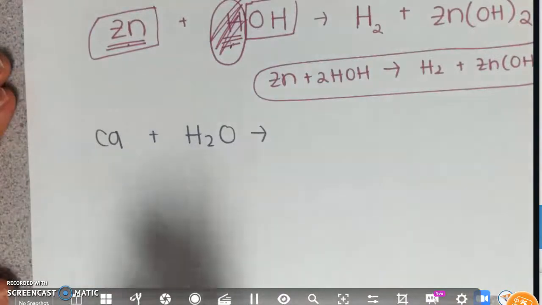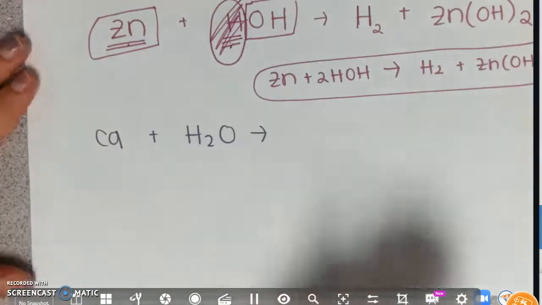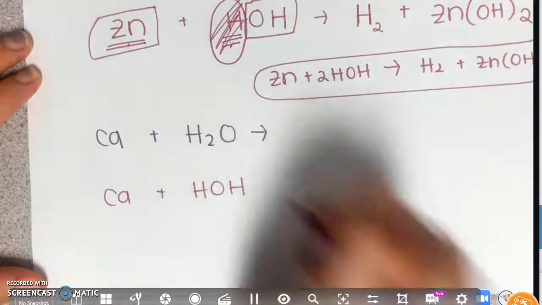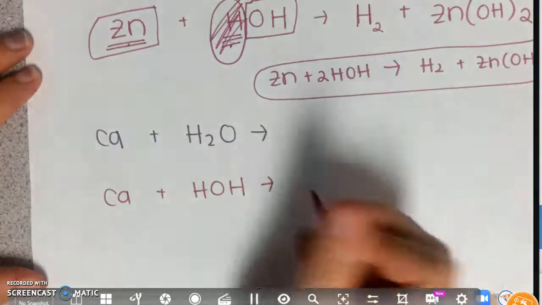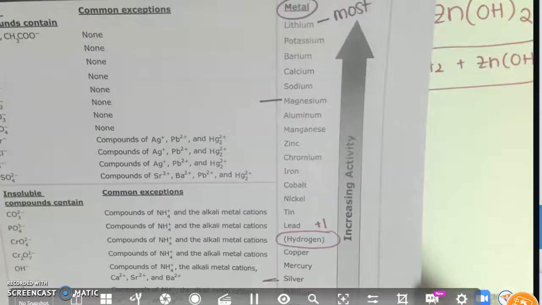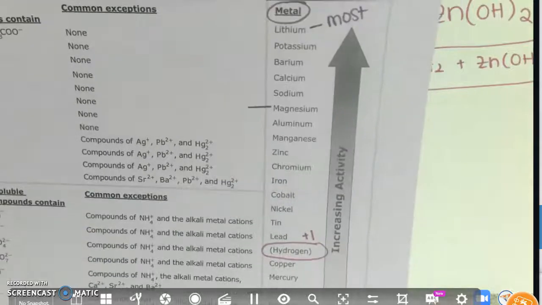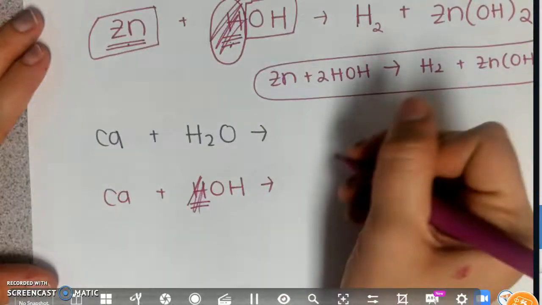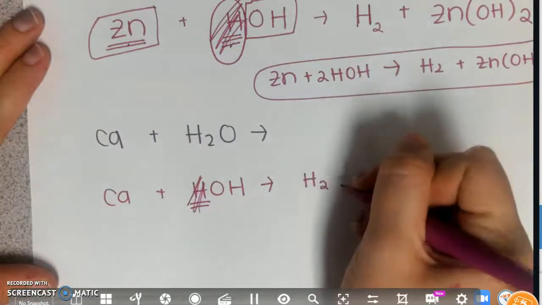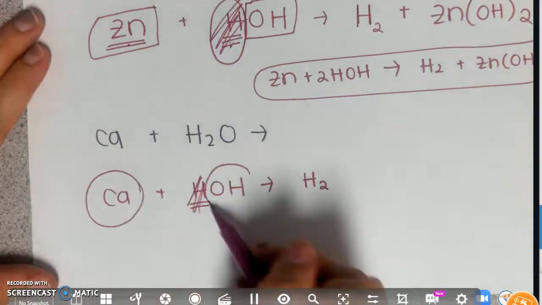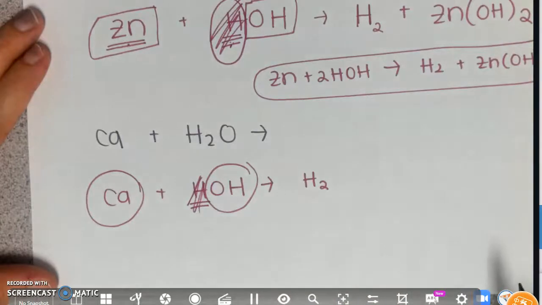Okay, or if you see it like this, calcium plus H2O, rewrite it. That is calcium plus HOH. And so again, calcium wants to replace this hydrogen. Go to your activity series. Calcium is higher on the list than hydrogen, so this reaction happens. So this hydrogen is out. It's by itself. And again, we write it as H2 over here because it's not bonded to anything. And now we have calcium and OH partnered together.